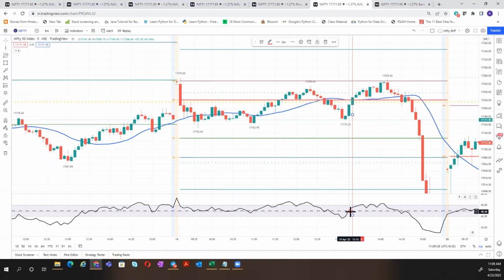The RSI goes above 50, and here the candle breaks the R3 and the 20-day moving average. I will take this trade. Market goes up, my stop loss will be when the candle comes below 40, fine. Now here understand, it goes up, comes down, goes up, comes down.